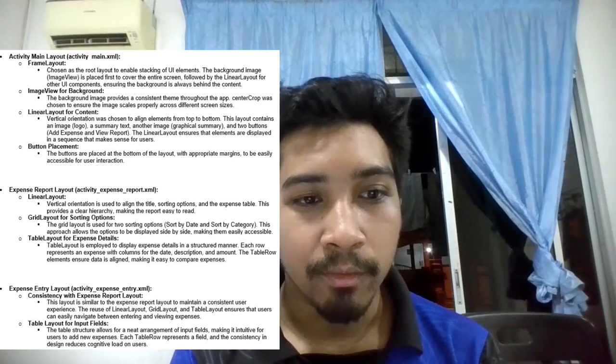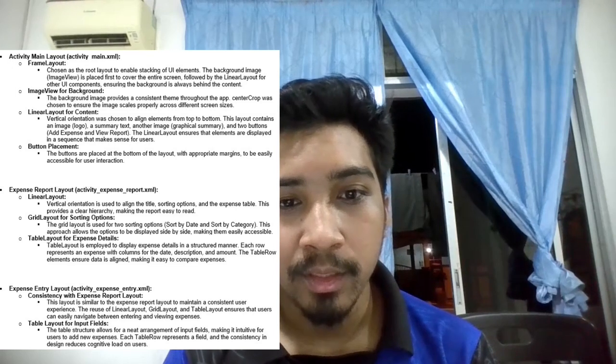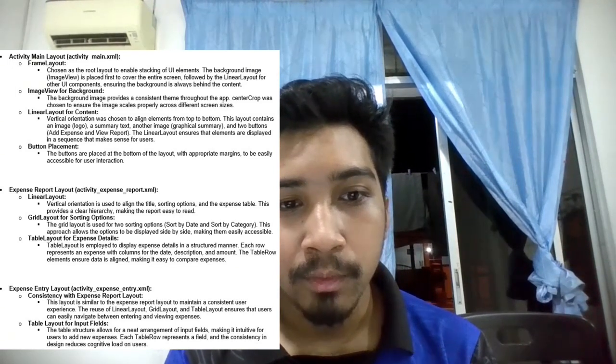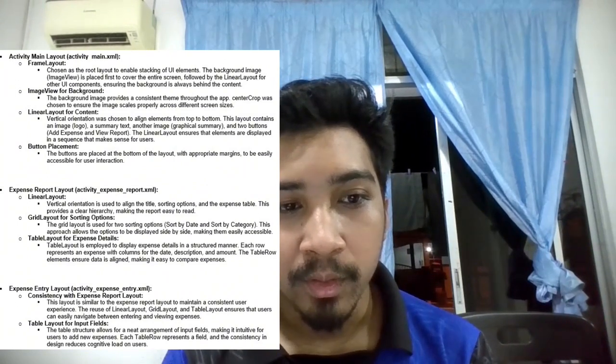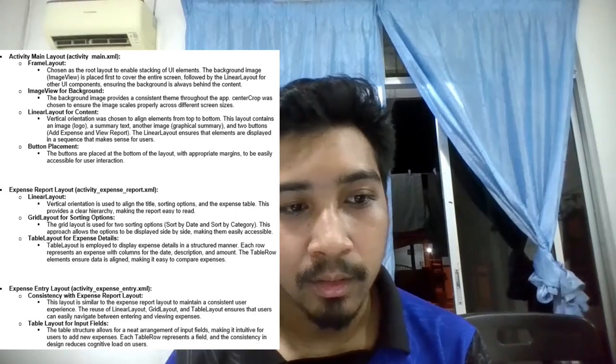Next, table layout for expense details. Table layout is employed to display expense details in a structured manner. Each row represents an expense with columns for the date, description, and amount. The table row elements ensure data is aligned, making it easy to compare expenses.